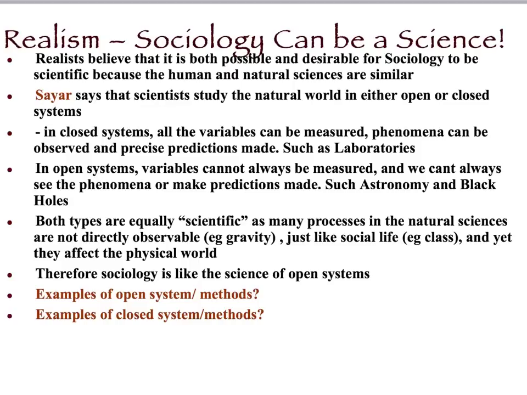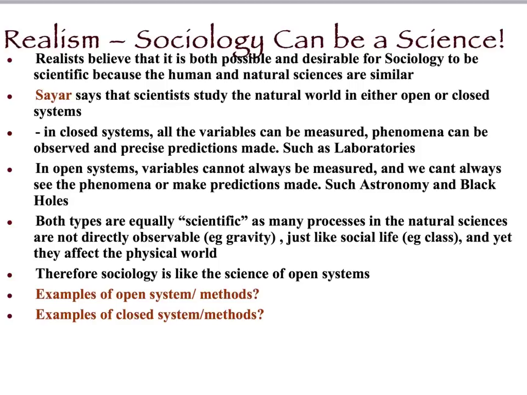Sayer argued that both types, human and natural science, are equally scientific, as many processes in the natural sciences are not observable, for example, gravity, just like social life, for example, class, and yet they affect the physical world. You can see the effect of gravity and you can see the effect of class. So therefore, sociology is like the science of open systems.